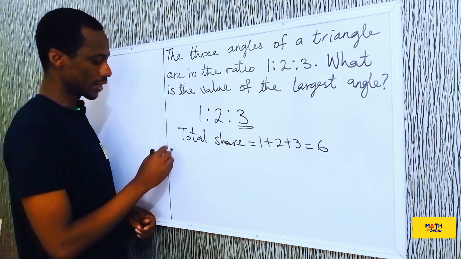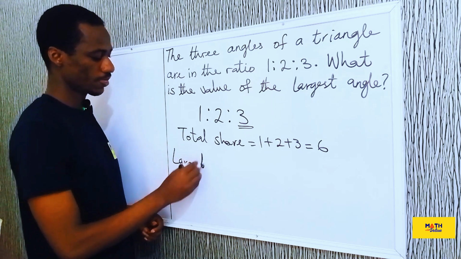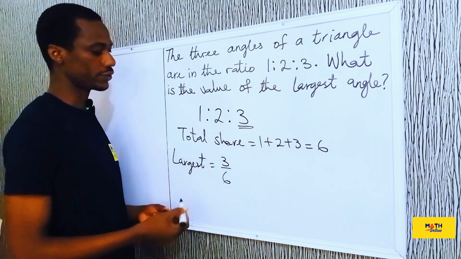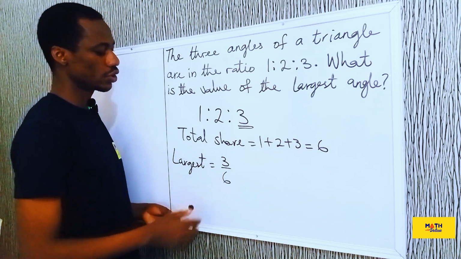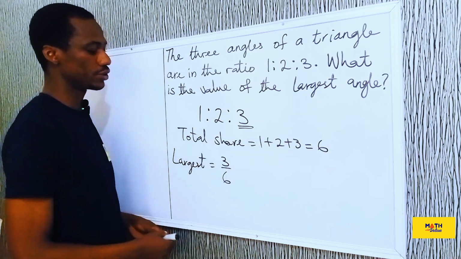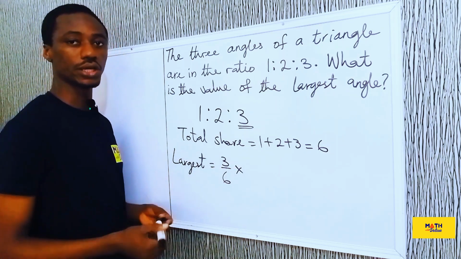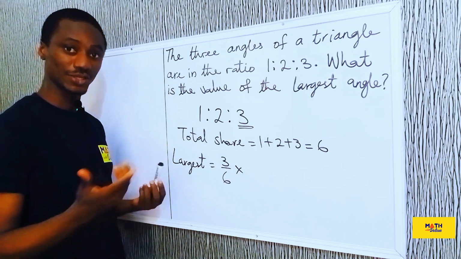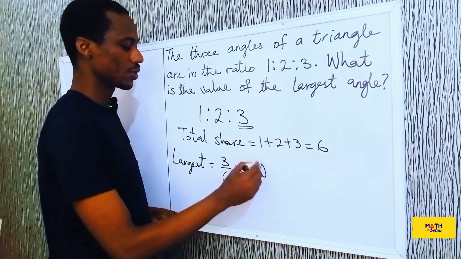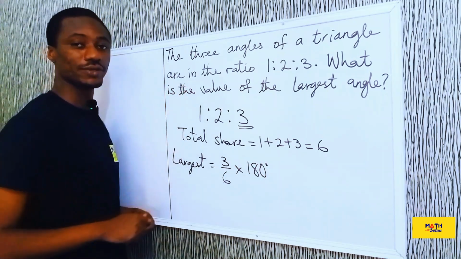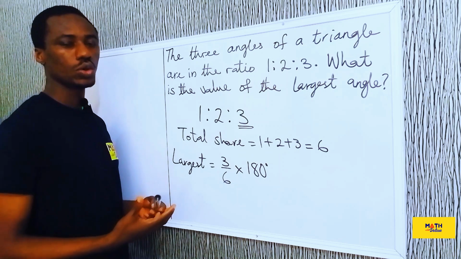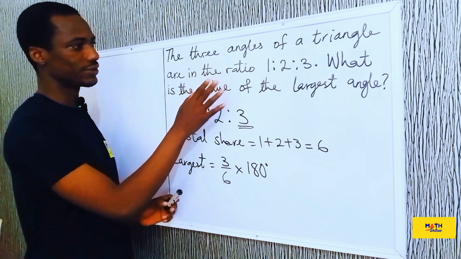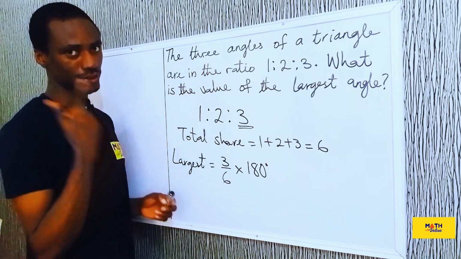So the fraction for the largest angle will be 3 out of 6 portions. So that's 3 out of 6 of the total angle in the triangle. And what is the total angle in the triangle? The sum of all the angles in the triangle. That's 180 degrees. So this question is given to you because you're expected to know that the sum of angles in a triangle is 180 degrees. It's not reflected anywhere in the question because you're expected to have known it.